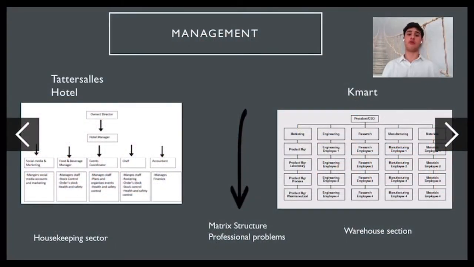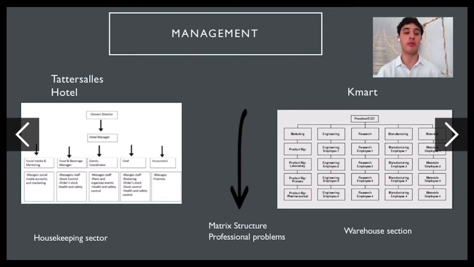As I have mentioned before, Tattersalls Hotel and Kmart are located in two different industries. However, the management of these two companies is structured in the matrix format. This format has an owner or a director at the top, then a different manager for different sections of the business.